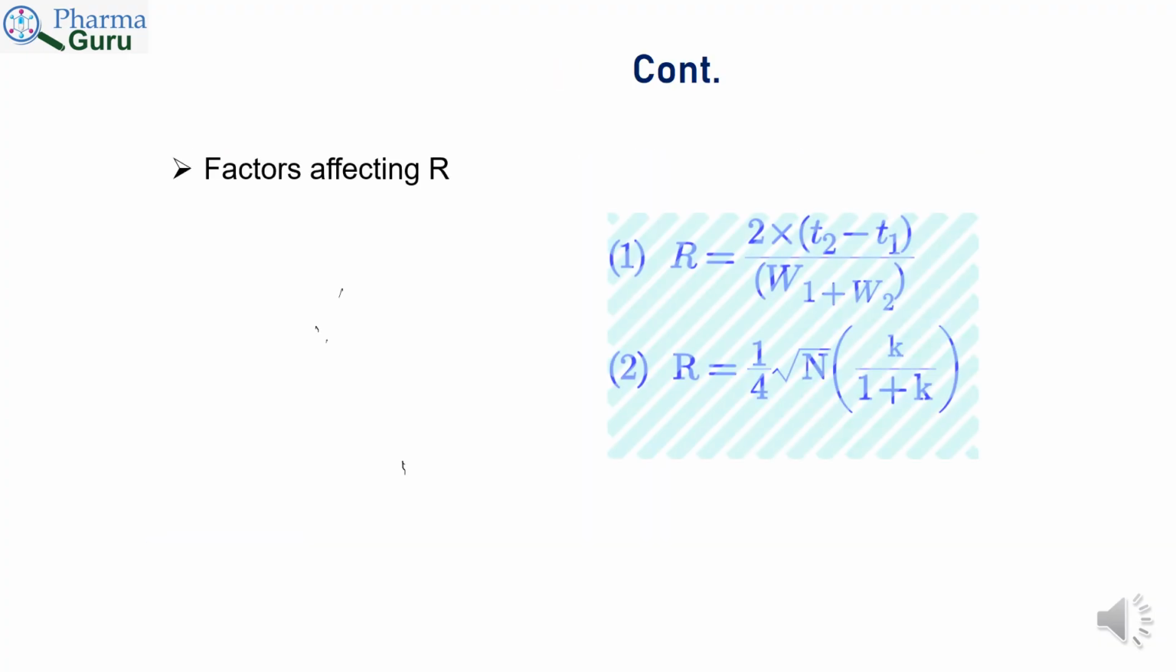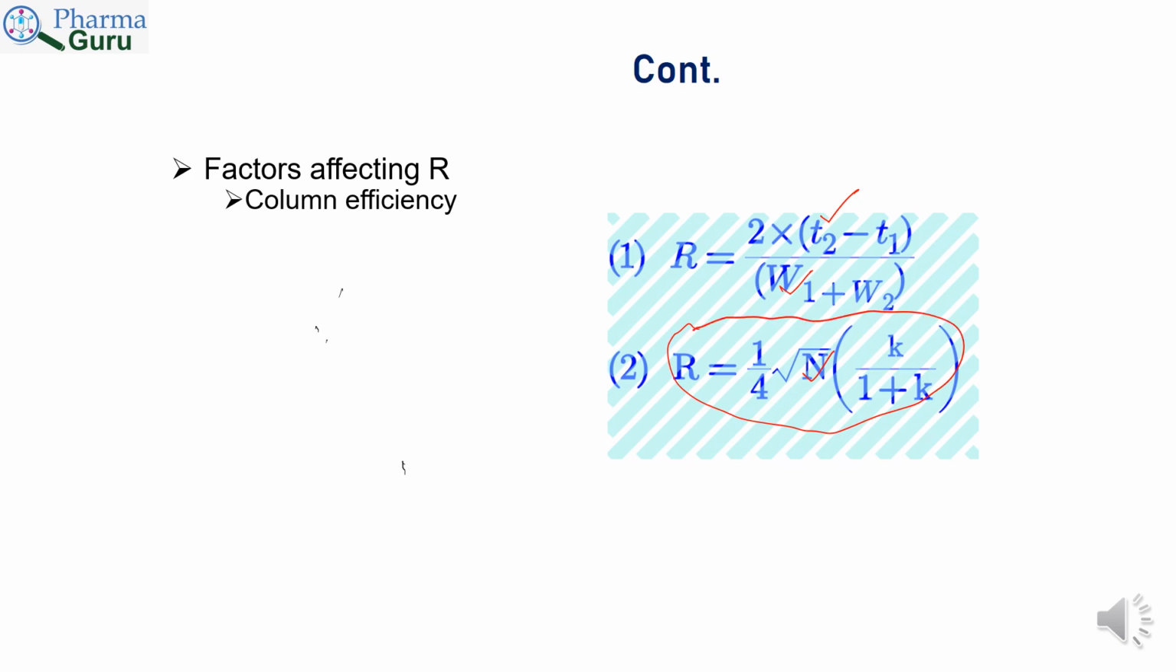Any parameter which can increase retention time can increase the resolution. Any parameter which can decrease the width of the peak can increase the resolution. Any parameter which can increase the capacity factor can increase the resolution. Formula 2 is widely used in method development.